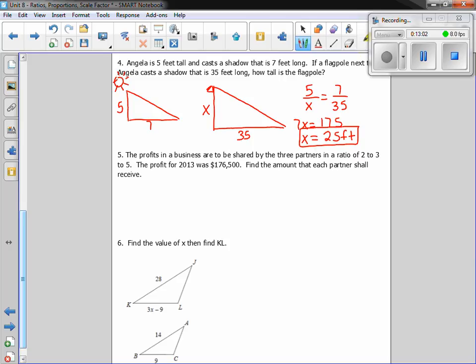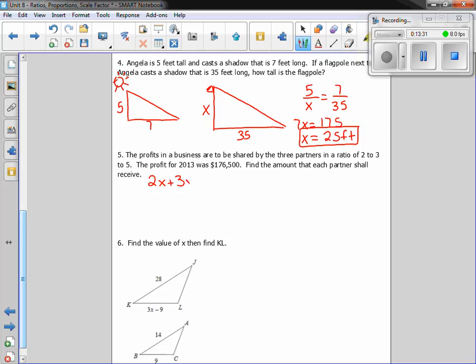Number 5 is a little bit different. The profits of a business are to be shared by 3 partners in a ratio of 2 to 3 to 5. That means that we have 3 people who are sharing a specific amount of money. We want to find a value that can be multiplied times all 3 ratios in order to find out how much each partner is going to receive. We are going to use that value as x.